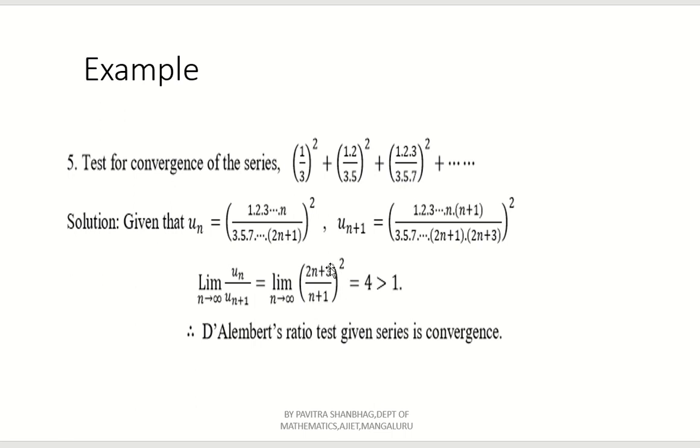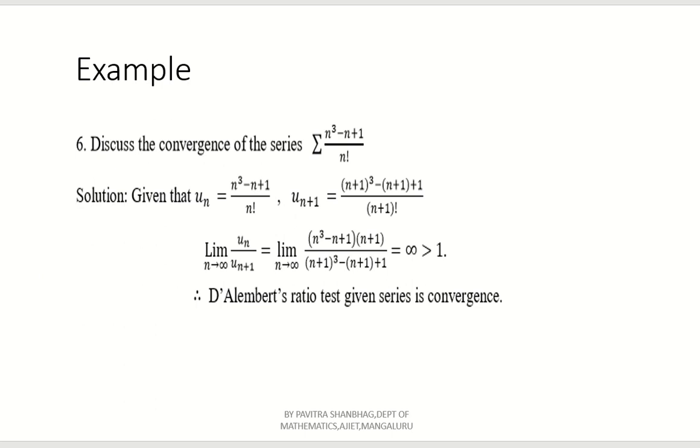Now simplify this: 4n square plus 3 into 2 into 2n, that is how much? 12n plus 9 divided by n square plus 2n plus 1. Now cancel that n square term and apply the limit for the remaining nth term. Then you will get 4. Obviously it is greater than 1. Therefore, by D'Alembert's ratio test, according to the given condition, it is convergent, right? Because here we are taking the ratio un by un plus 1, right?